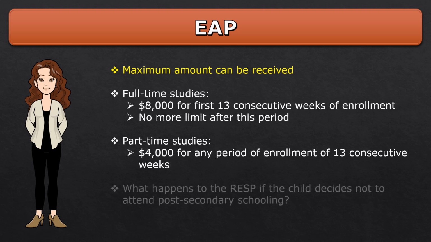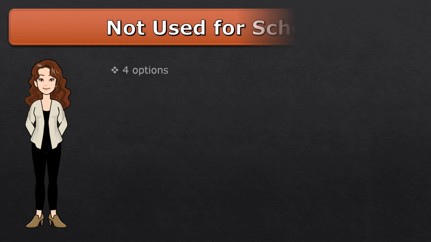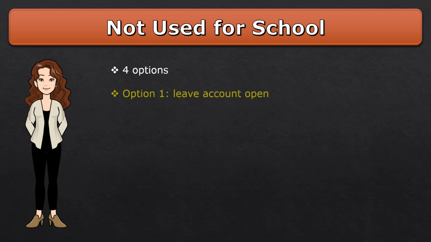Next, let's talk about what happens to the RESP if the child decides not to attend post-secondary schooling. There are basically 4 options. 1. You can leave the account open in case the child changes their mind in the future. As mentioned in Part 1, RESPs can stay open for 35 years.